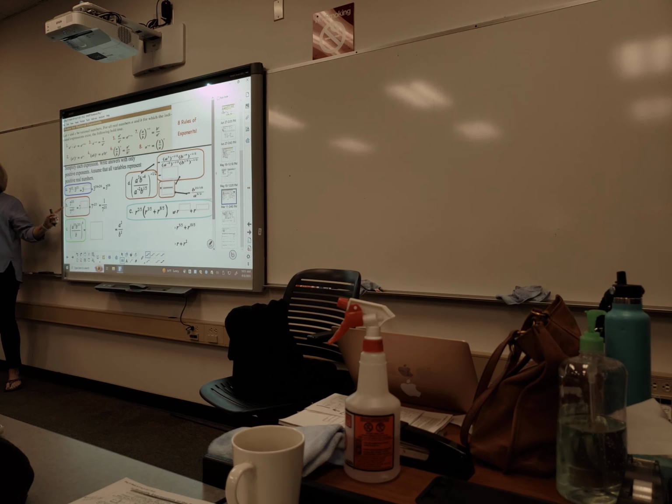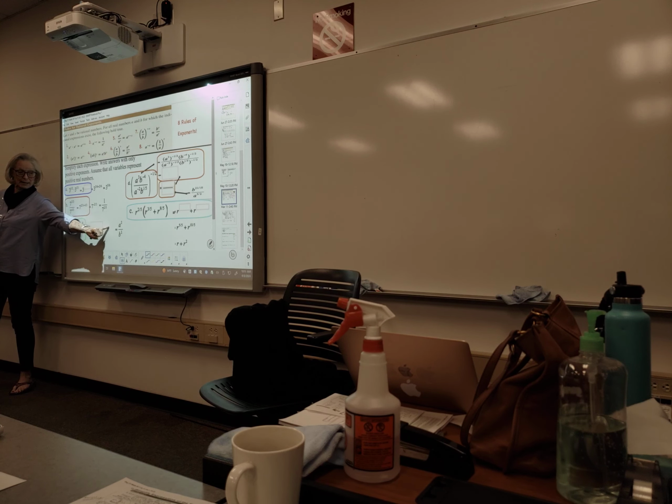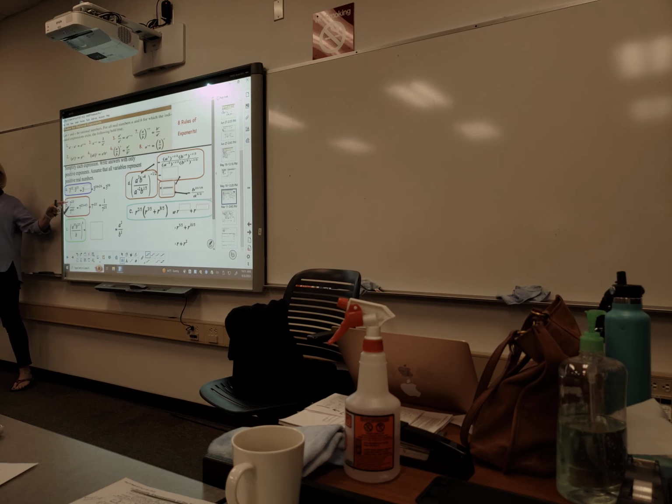Okay, this one, bases with fractional exponents, when we're dividing, what's your math problem going to be? What are we going to have to do? Subtract them. So with your calculator, try it, do 2/3 minus 4/3.